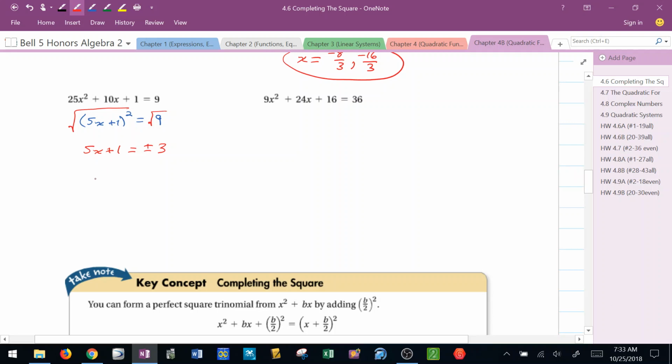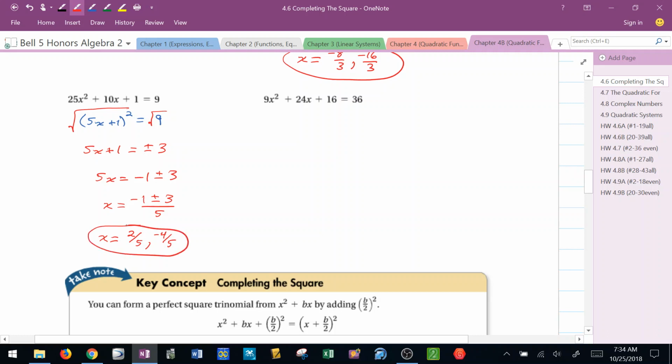I'm going to subtract 1. So I have 5x equals negative 1 plus or minus 3. And then I'm going to divide by 5. So I have x is equal to negative 1 plus or minus 3 divided by 5. All right, I've got to clean that up now. I have negative 1 plus 3. That would be 2 over 5, 2/5. Negative 1 minus 3 would be negative 4 divided by 5, negative 4/5.